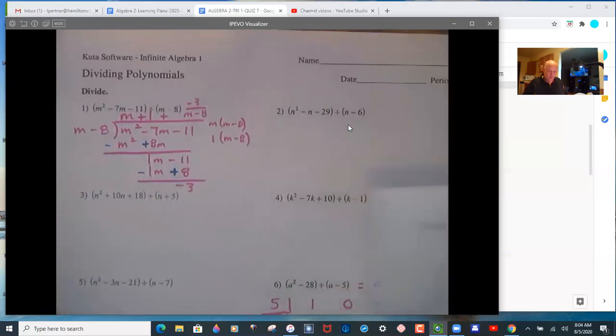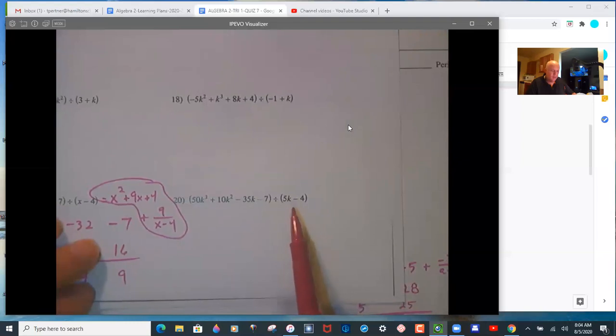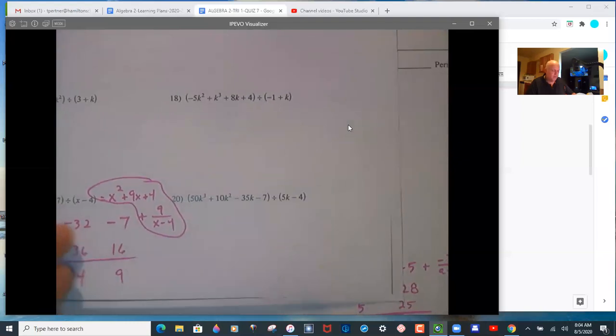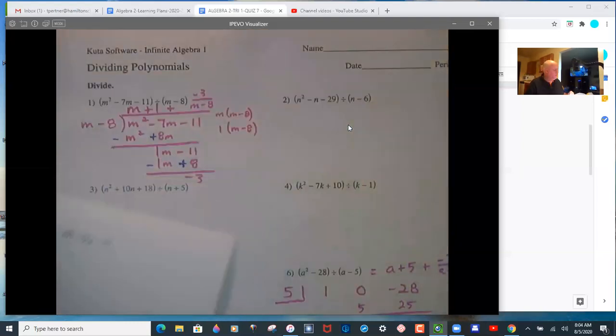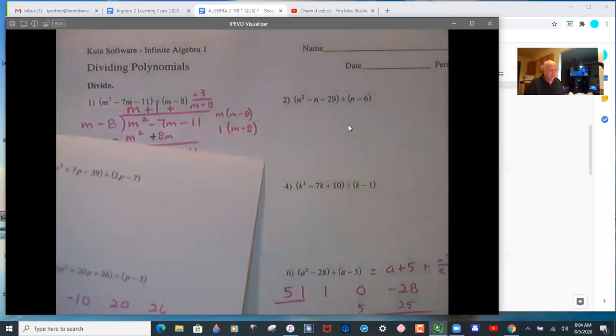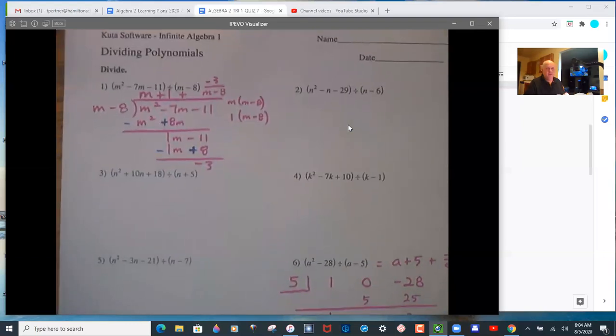There's cases where you should not use synthetic division. So here's a case right here. Long division is the best. But whenever you can synthetically divide, you should. And on the practice quizzes, I'll be sure to highlight that.